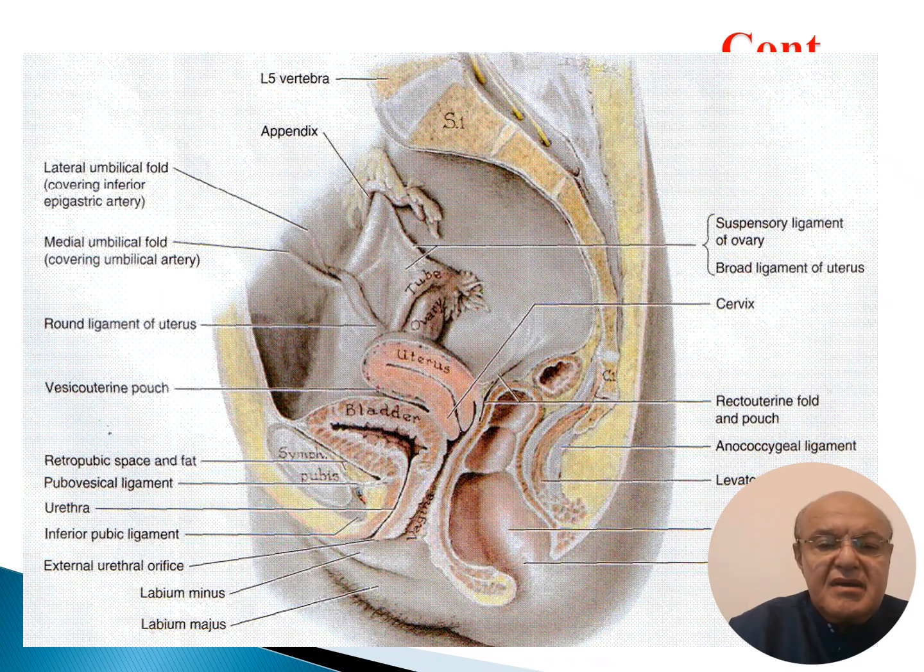These are the organs of the female reproductive system: the uterus and the vagina, related to the bladder and urethra anteriorly and to the rectum posteriorly, and separated at the top from the rectum by the peritoneal pouch.